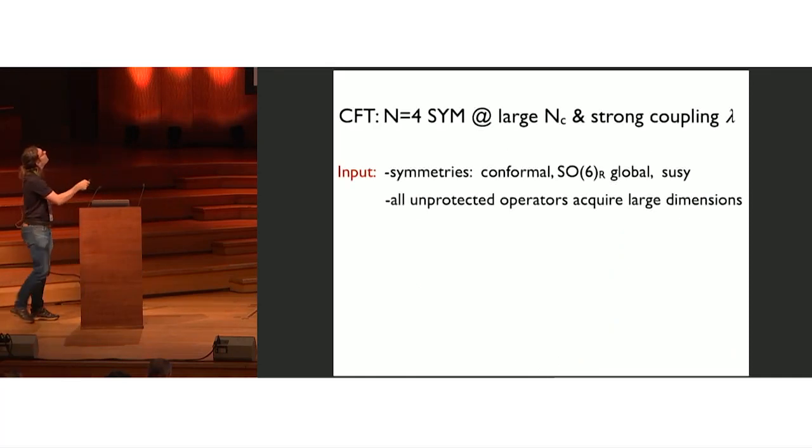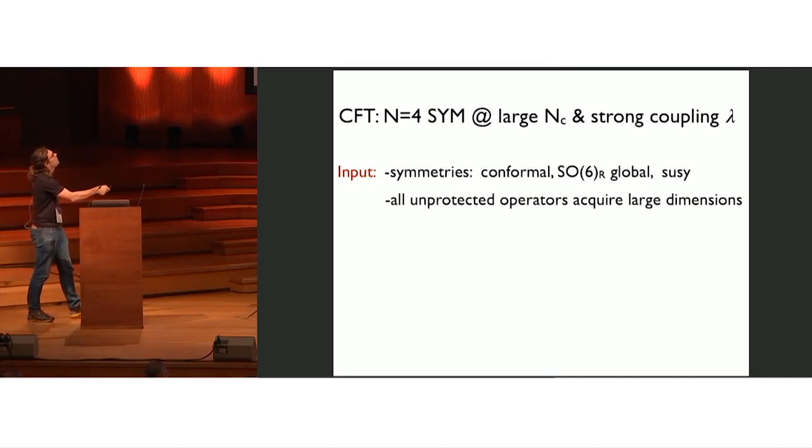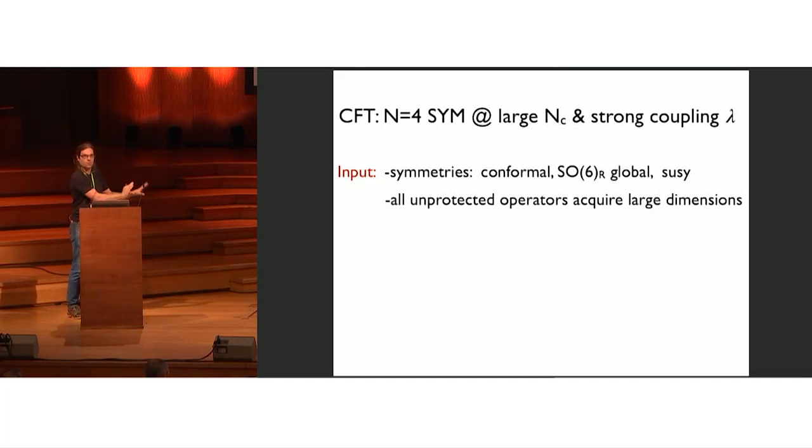Okay. So what's the theory on the CFT side? We're talking about N=4 theories, taking a limit of large N and strong coupling. So the input are the symmetries. And the only input about the dynamics that we'll need is that basically all the operators go away. They acquire large dimension. They get lifted up. That's all you need to know from AdS/CFT in this talk.